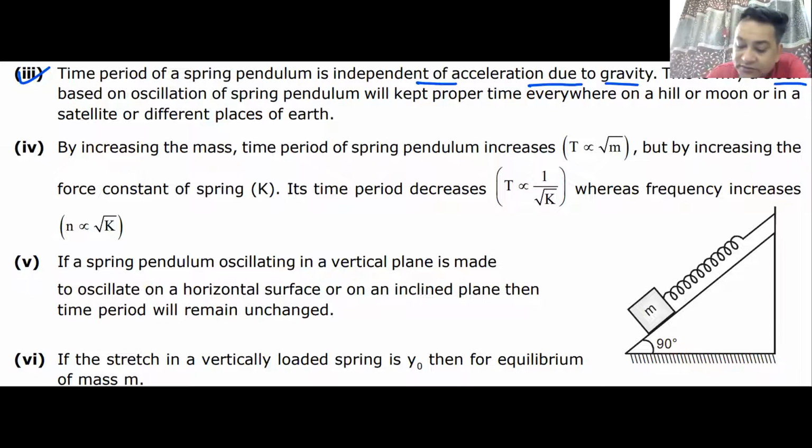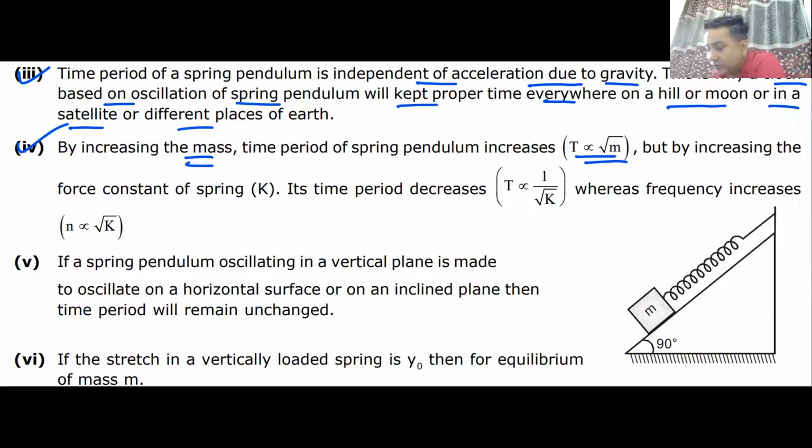Therefore, a clock based on oscillation of a spring pendulum will keep proper time everywhere: on a hill, moon, satellite, or any place, any different planet, sun, moon, any star. A spring pendulum clock will always keep correct time because it does not depend on the value of g. If you increase the mass, time period is directly proportional to root over mass, so the time period will increase. But if you increase the force constant, the time period will decrease.